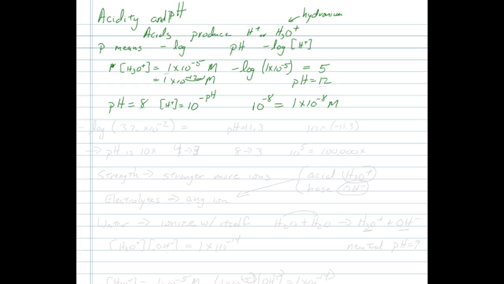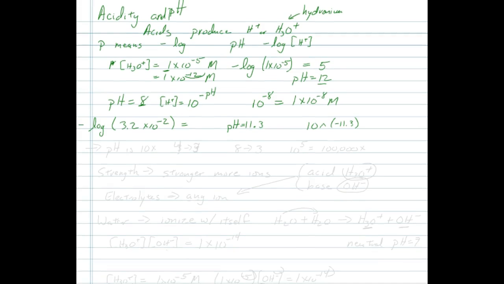If it's not a 1 times 10, or if it's not a whole number pH, you have to use a calculator, and that's extra credit work. So if it's 3.2 times 10 to the negative 2, on your calculator you take the negative log of that, and that would come out with your answer of pH. Or if you know the pH is not a whole number, say it's 11.3, then you raise 10 to the negative 11.3, and you'll come out with the scientific notation number for that.